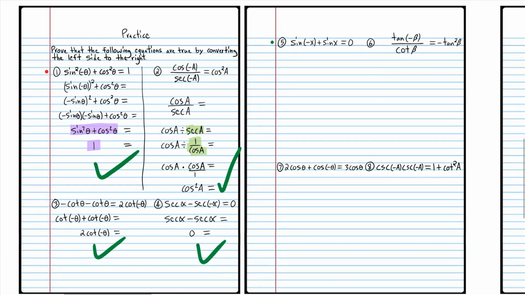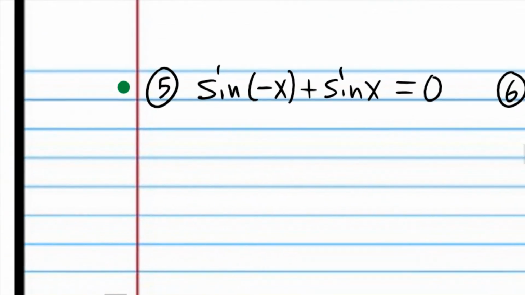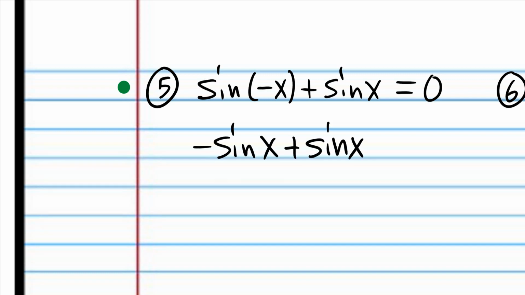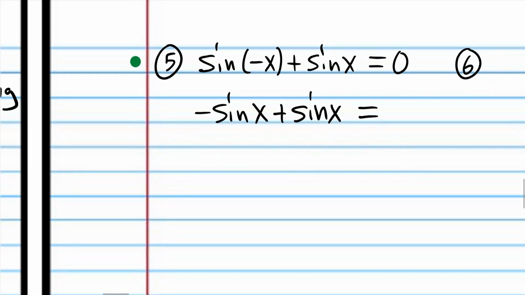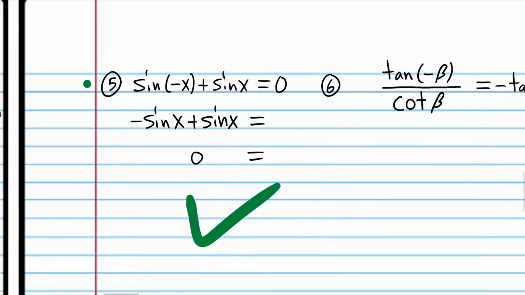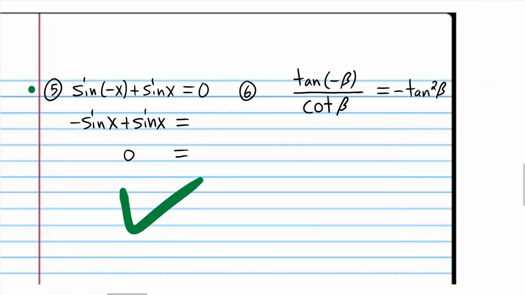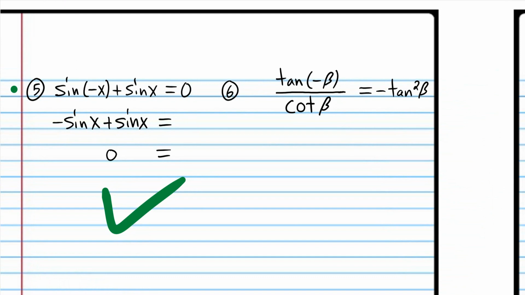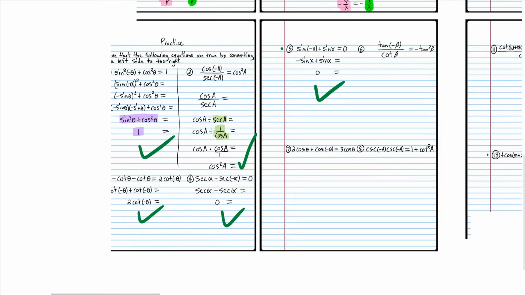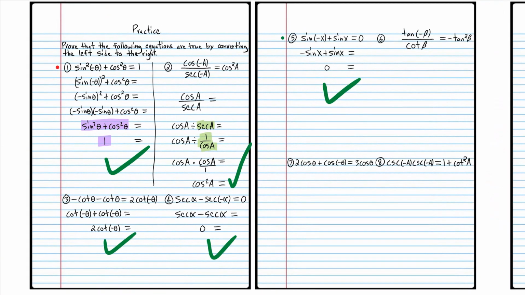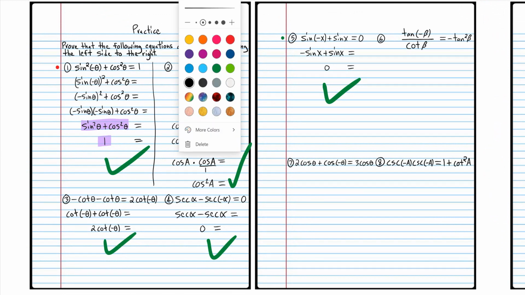Okay, we're back. So remember, with sine, the negative kind of just comes out of the function. And now negative sine x plus sine x is 0, and there you go. Okay, let's try number 6. Go ahead and attempt number 6. And when you come back, we'll do it together.